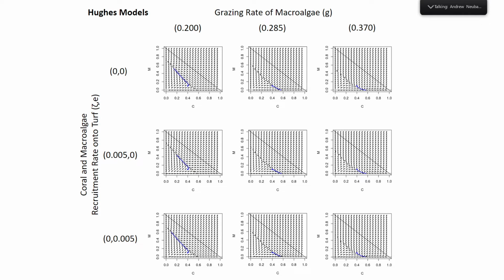In the second row, coral recruitment onto turf is introduced, and slight changes within the vector fields can be seen, but the overall trend shows no difference in terms of the final population densities. In the final row, macroalgae recruitment onto turf is displayed, and again, there are slight differences in the vector fields, but the overall trend shows no change when compared to the initial Mumby models.